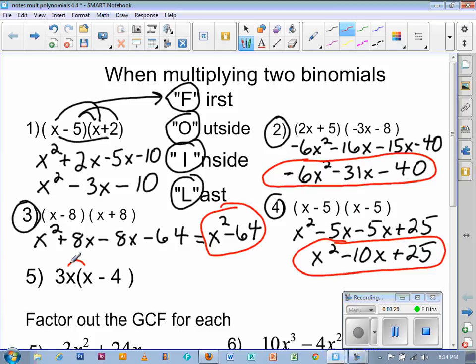One problem left to do, and that's number 5. Here we would not use FOIL. You don't FOIL number 5. You just distribute the 3x over both terms. You get 3x squared and then minus 12x.